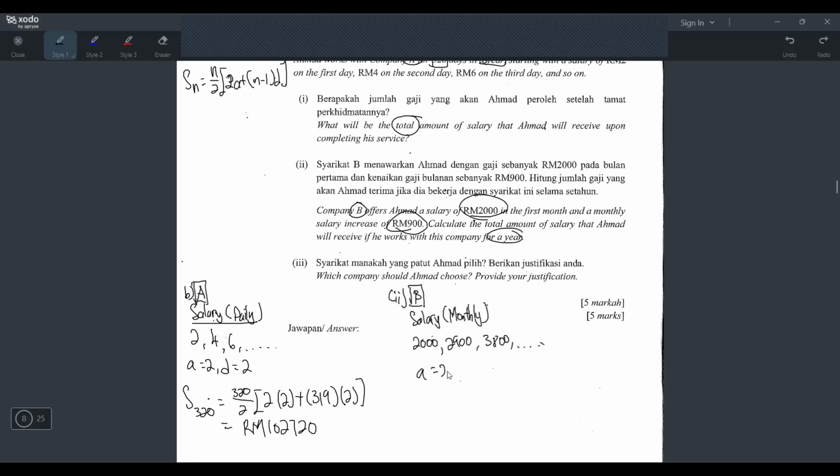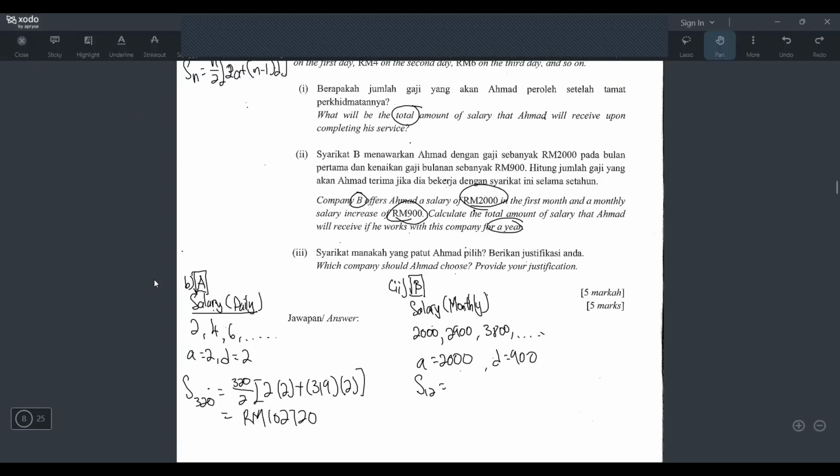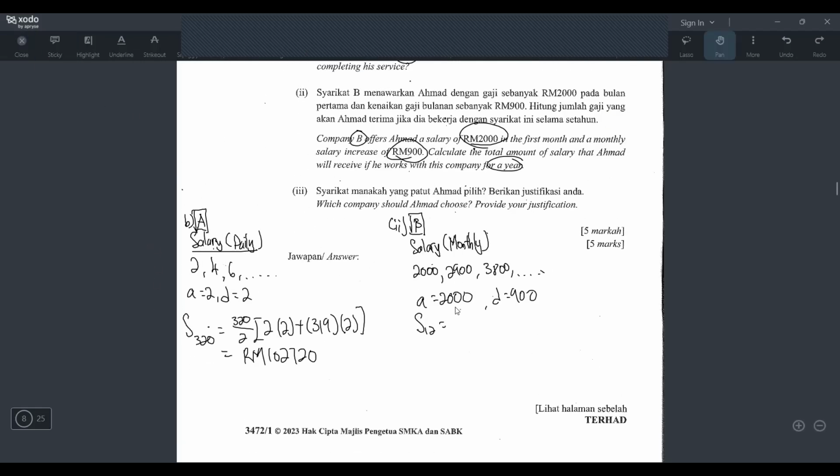So your a is 2,000, and this is also arithmetic because every time you go to the next month you plus 900. So your d will definitely be 900. Okay. So now to calculate the total amount for 1 year, you find the S12. You understand, right? Because this is for 1 month, 1 month, 1 month. So you will be calculating it as 12.